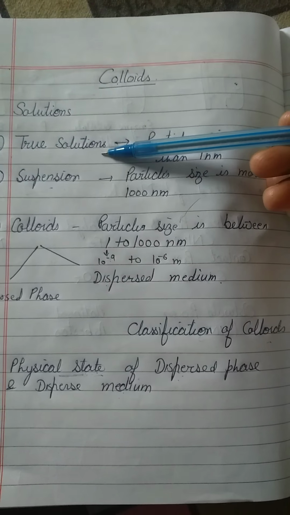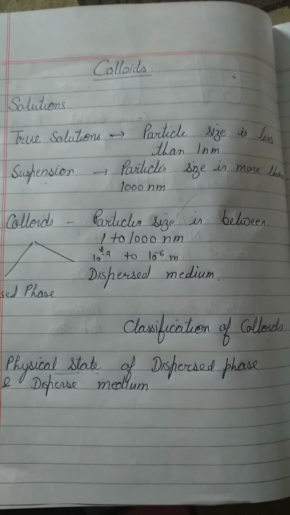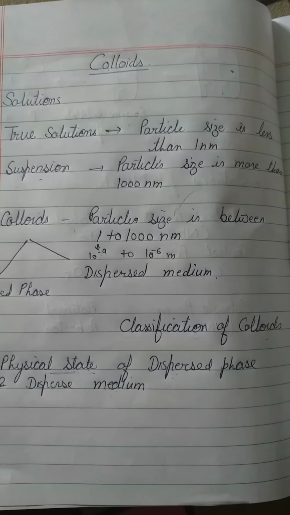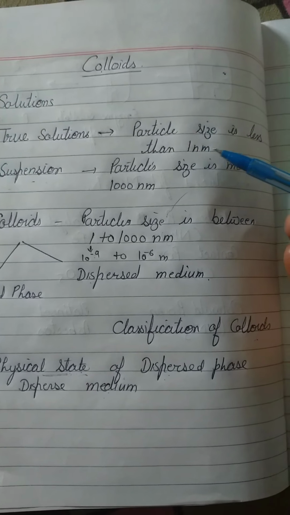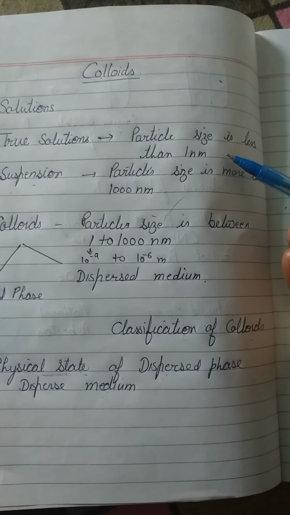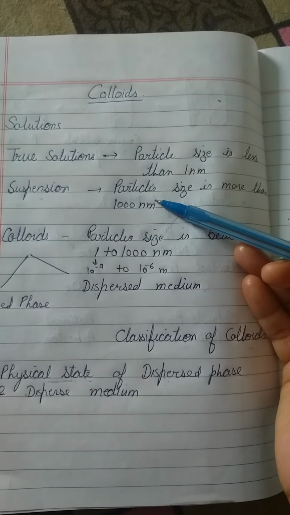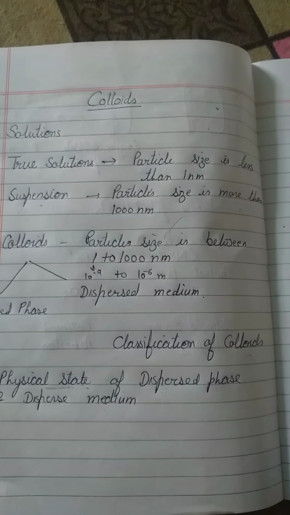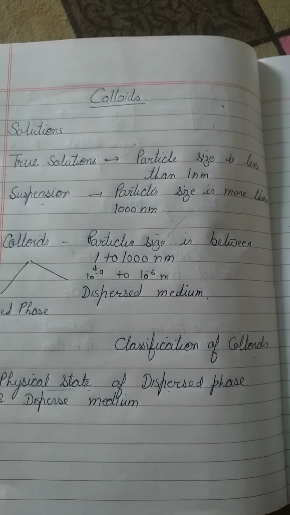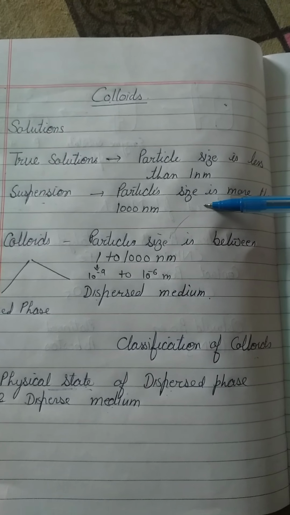So, how can you define true solutions? These are homogeneous mixtures in which the solute particle size is very small, less than 1 nanometer, that is 10 to the power minus 9 meter. And suspensions are heterogeneous mixtures which contain insoluble solute particles, and in which particle size is more than 1000 nanometer, right?